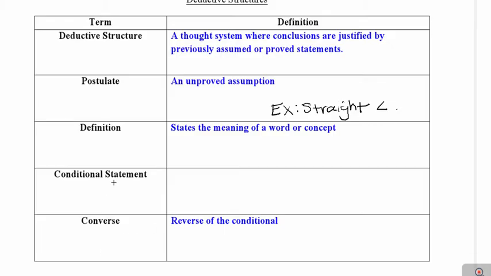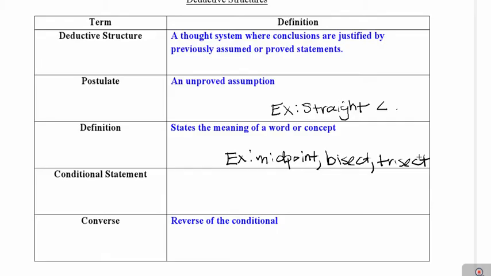The next vocab word is a definition. A definition states the meaning of a word or concept. Some definitions that we've already been talking about in honors geometry would be midpoint or bisect or trisect. Those are just a few examples of some of the definitions that we've already discussed and been using in our two-column proofs.